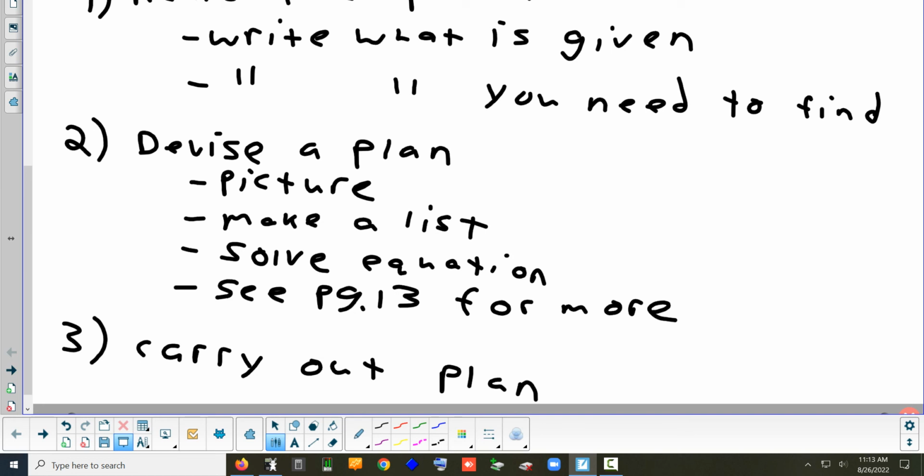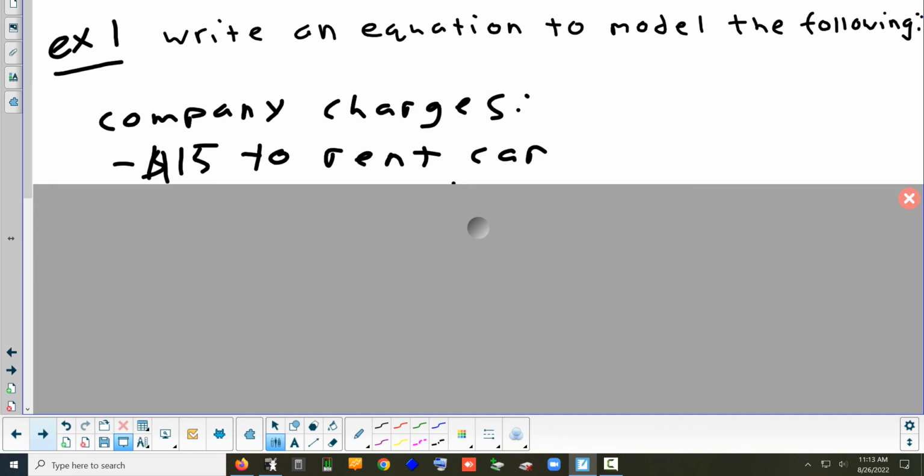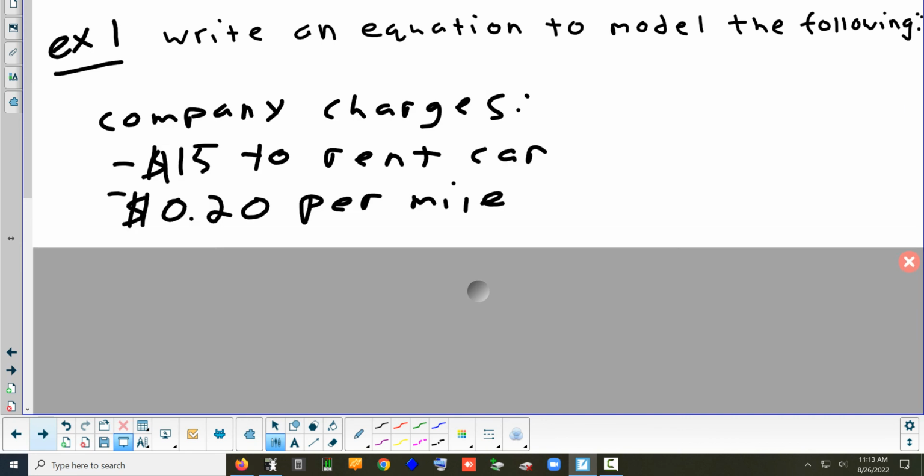So we're going to look at an example. We're going to use this example for a few things in this section and also something in part of the next section. This problem is going to be about somebody that rents a car, and there's 2 different fees that they have to pay to rent the car. They pay a fee up front just to rent it, and that's $15. And then they have to pay 20 cents for every mile they drive the car.